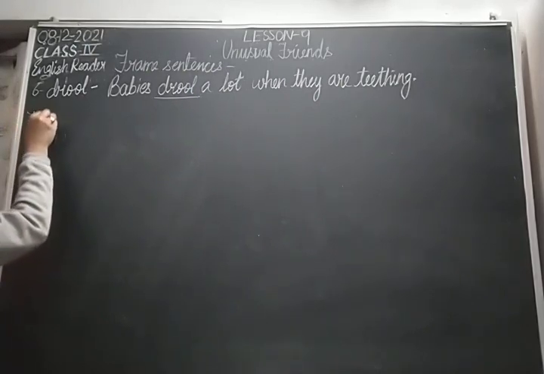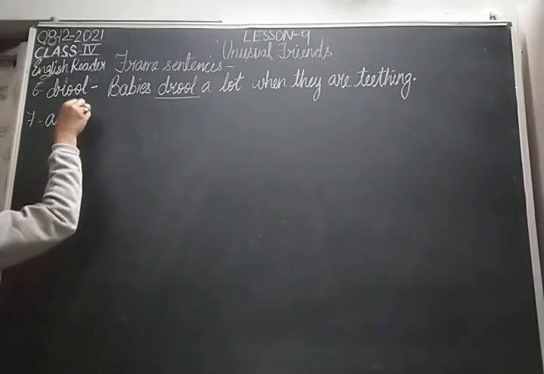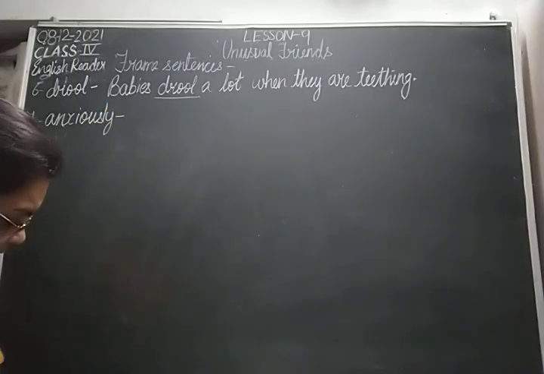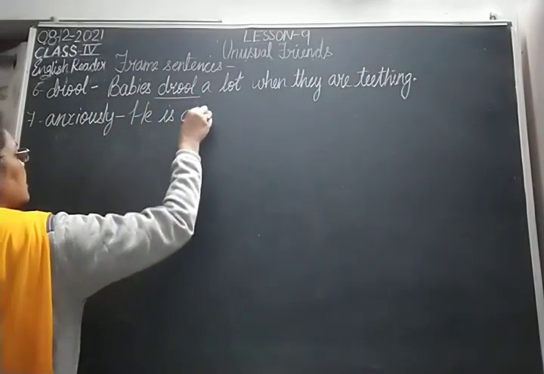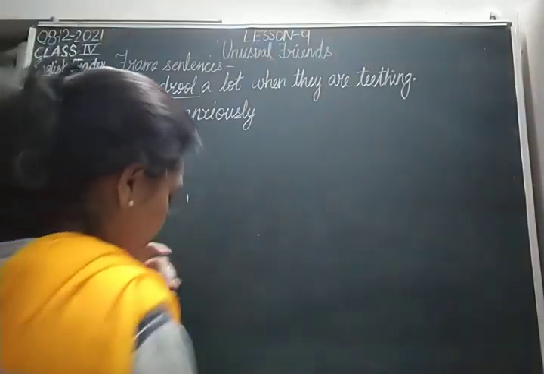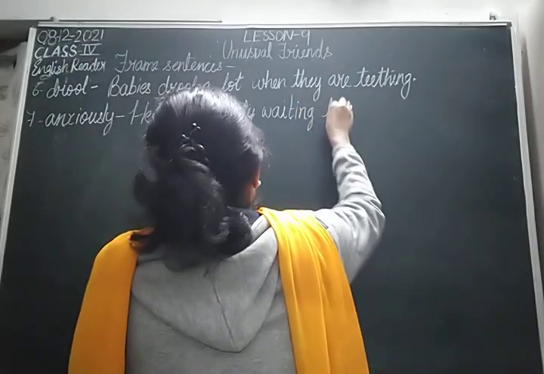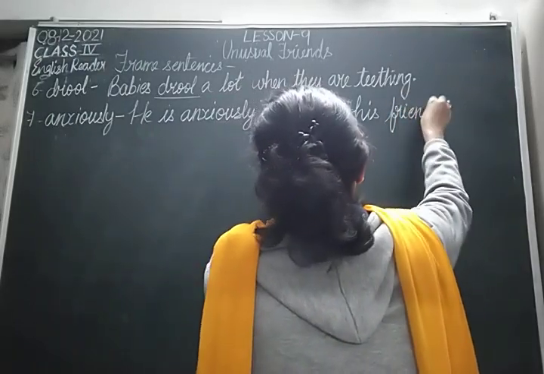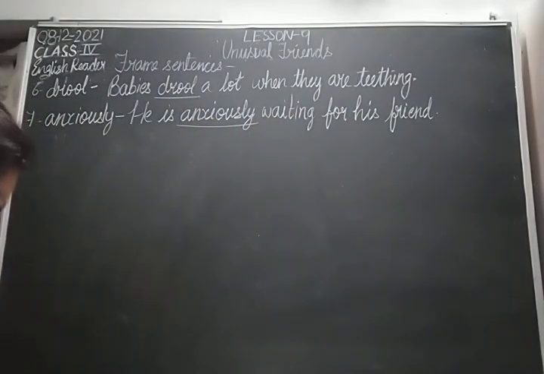Then the seventh word is anxiously. Fine, worriedly. Now the sentence is, he is anxiously waiting for his friend. That is anxiously. He is anxiously waiting for his friend.